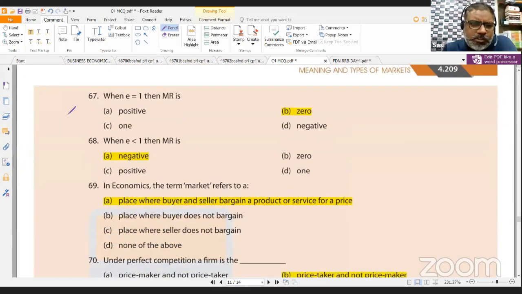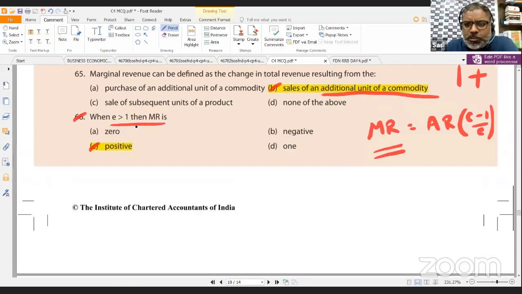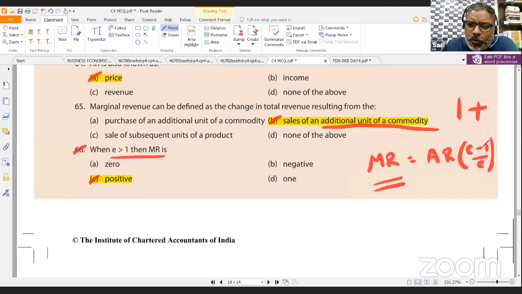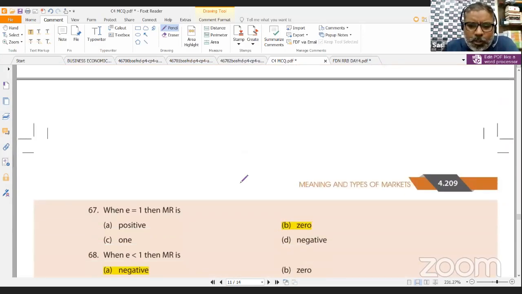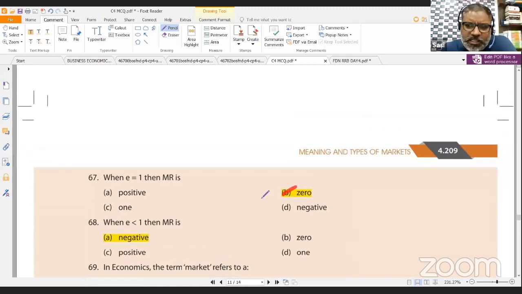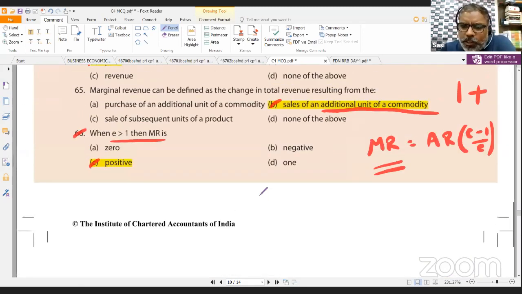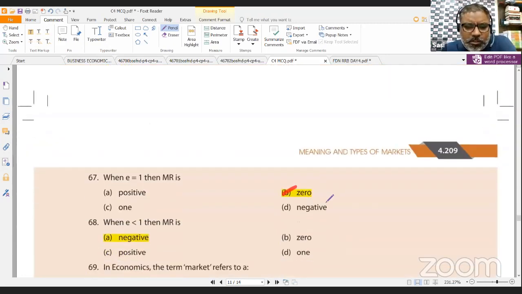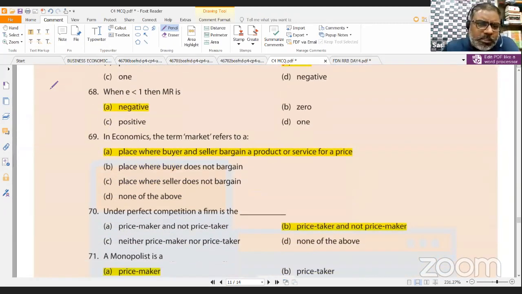Then the next question continues in the same way. When E is equal to 1, then marginal revenue is how much? Substitute in the same thing. When E is equal to 1, 1 minus 1 is 0. 0 divided by 1 is 0. 0 multiplied with R is 0. So marginal revenue is 0. No marginal revenue in that case, when E is equal to 1. When E is less than 1, then E minus 1 will be negative. When that is negative, marginal revenue is also negative. So 68th question answer is A.